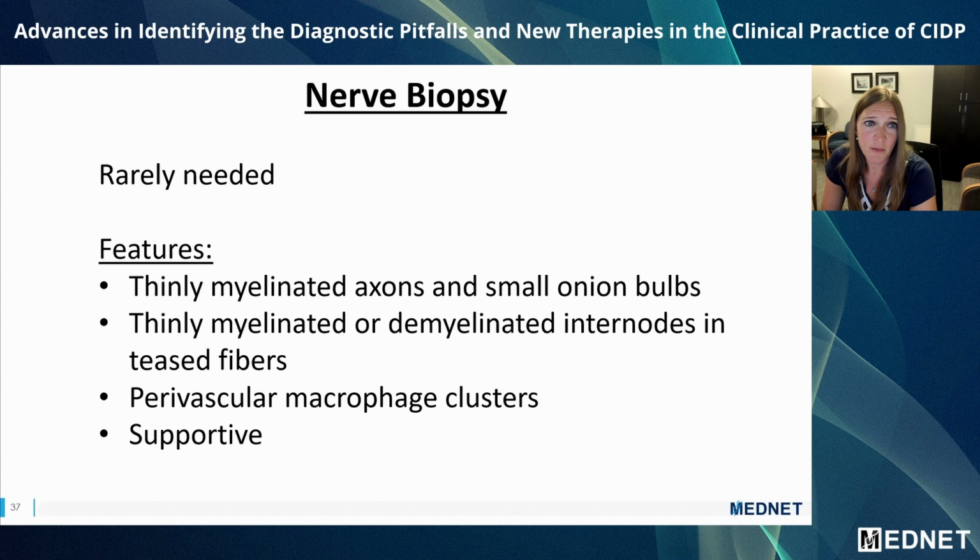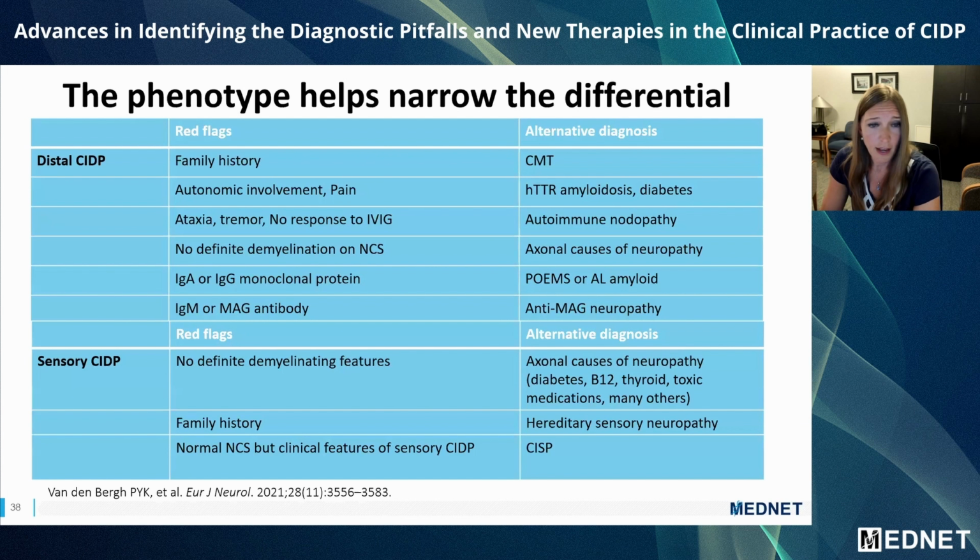Nerve biopsy, rarely needed, but sometimes needed if you're trying to rule out other things primarily too. So what we're looking for here are thinly myelinated axons and small onion bulbs, thinly myelinated or demyelinated internodes in teased fibers, and perivascular macrophage clusters there. So when you're looking at the differential, this is also within the guidelines there as a summary of that, but for each of the variants, you need to consider particular things that might be mimics or red flags that might make you want to look into other things.